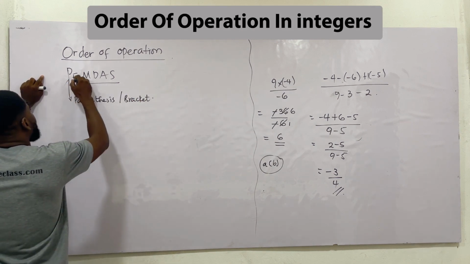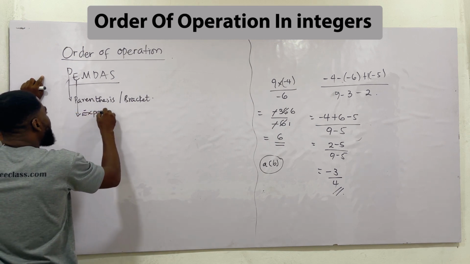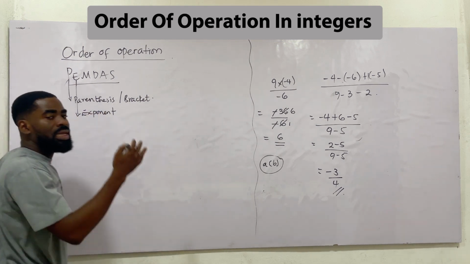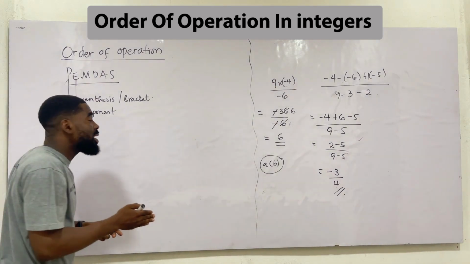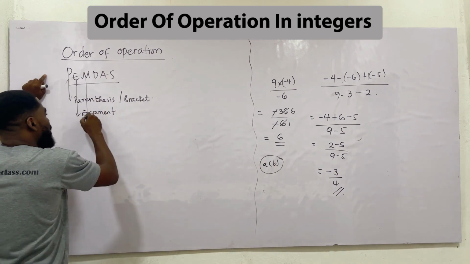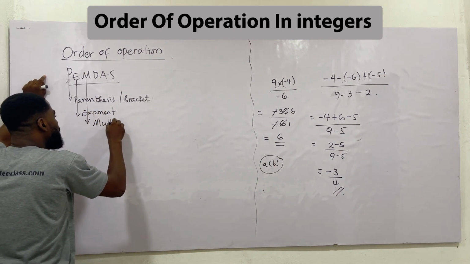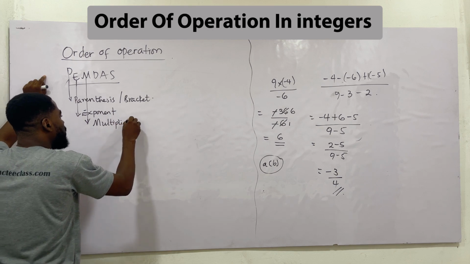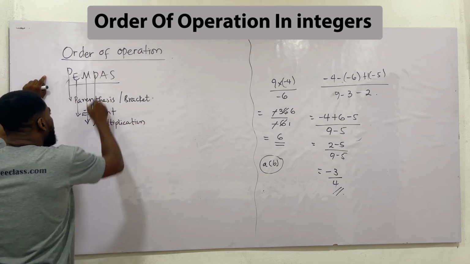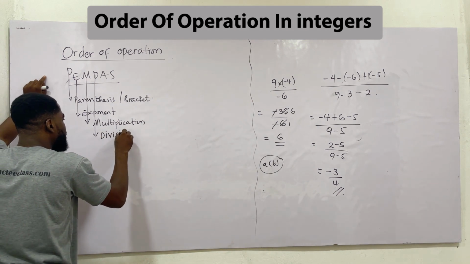We have the bracket. Then E stands for exponent. Is there an exponent in the operation given to us? Let's tackle the exponent first. So after the parenthesis, we go to the exponent. Then M, of course, is multiplication. We tackle multiplication. Then we go to division.